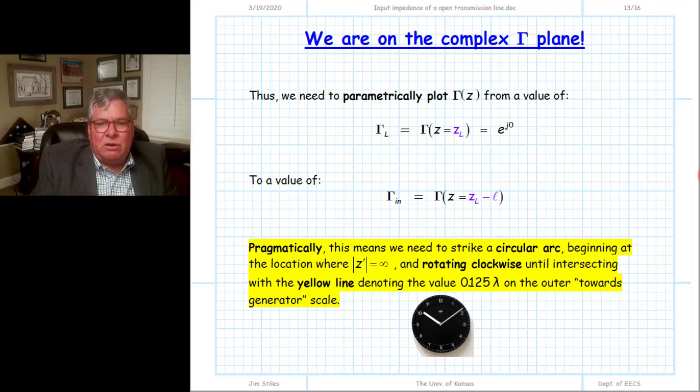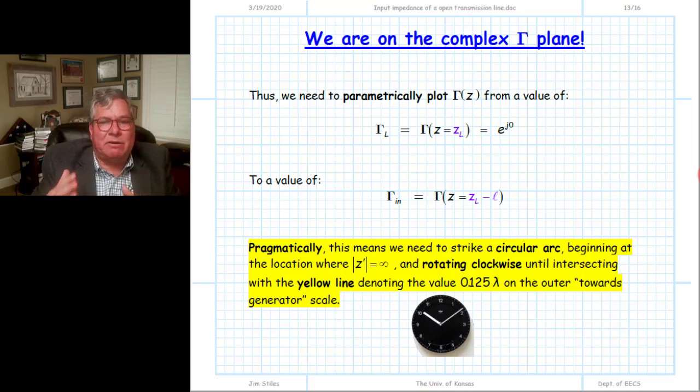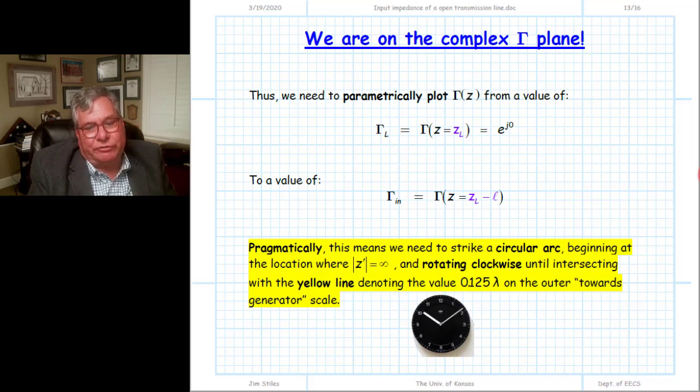So what we're going to do now is parametrically plot our reflection coefficient function, beginning at the value of gamma L and ending at the value of gamma N. And to do that, of course, we strike a circular arc in the clockwise direction. And now that we have the boundaries, the two yellow lines on our Smith chart, where we begin the rotation and where we end the rotation, we can now execute that operation.